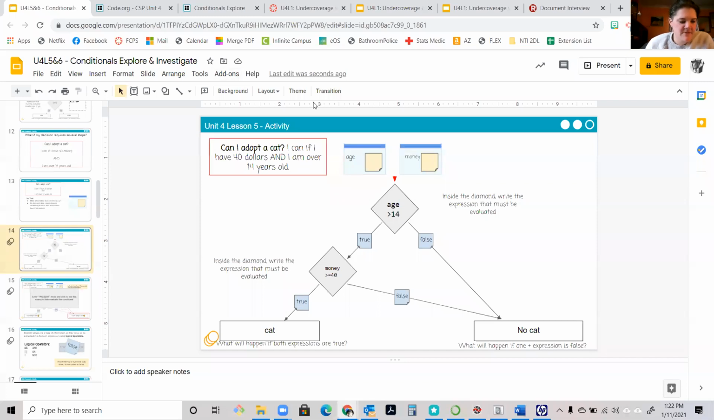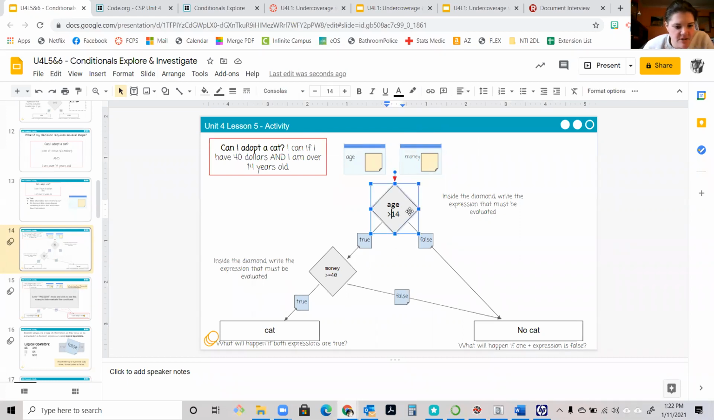Okay, so here's my flow chart. My 2 variables are age and money. First, I evaluate age. If age is greater than 14, now if you put money first, that's fine. It doesn't matter if these two are swapped, but age must be greater than 14. If it's not, send us right to no cat. If we get a false, goes right to no cat.